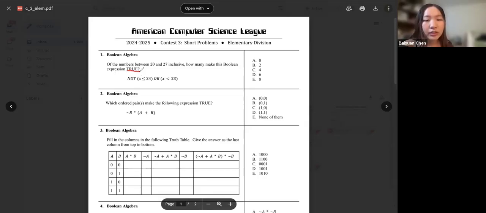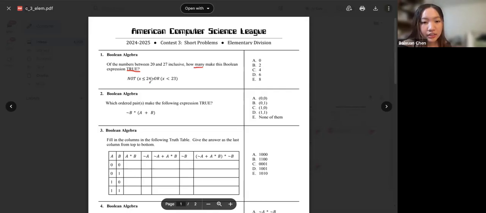The first tip I have for doing ACSL questions is always make sure you understand what the question is asking, because sometimes they're asking if it's evaluating to false or if it's evaluating to true, or how many expressions like something else. So make sure you actually know what the problem is asking for. This problem is asking for how many make this Boolean true.